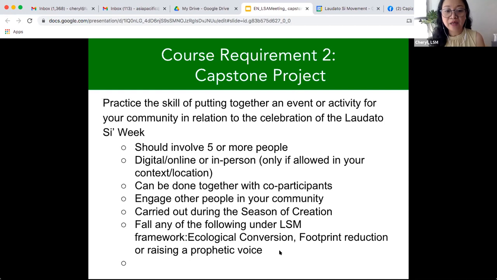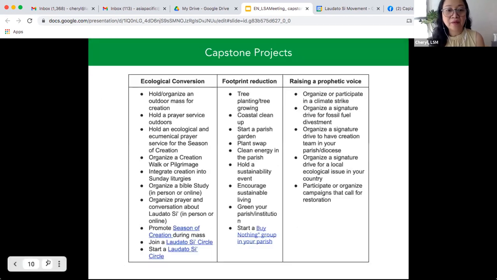And it should fall under any of the following frameworks of the Laudato Si movement: ecological conversion, which, for example, was some folks' outdoor mass; footprint reduction, which can be tree planting, beach cleanups; and raising a prophetic voice. So these are some of the examples. I will also be sharing this with you on email.